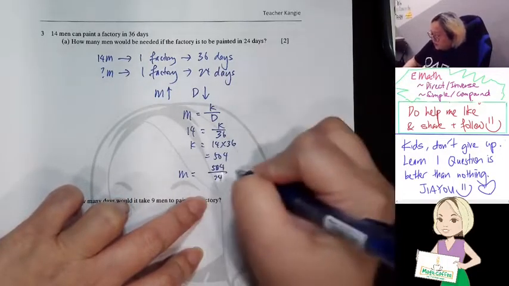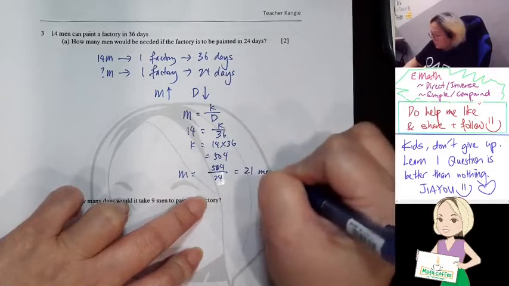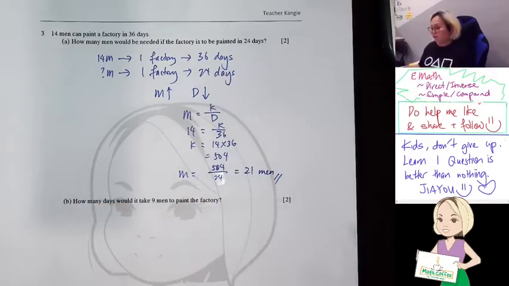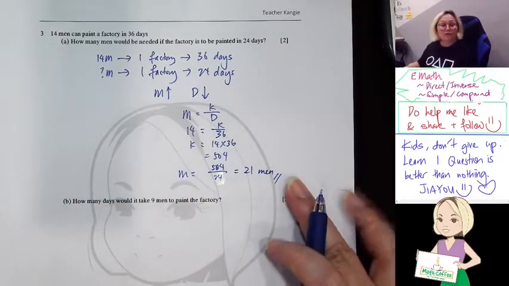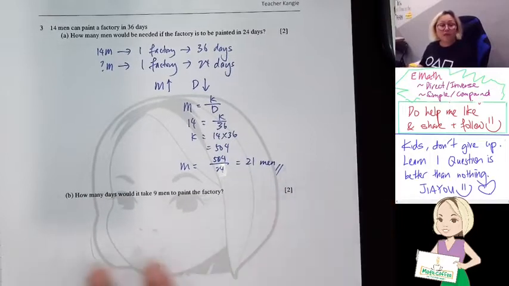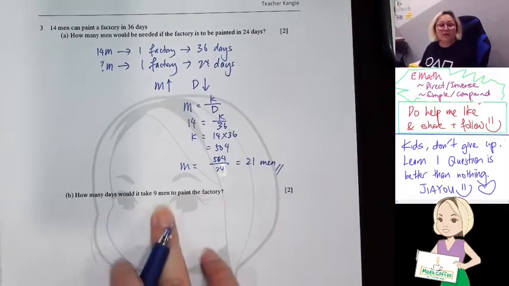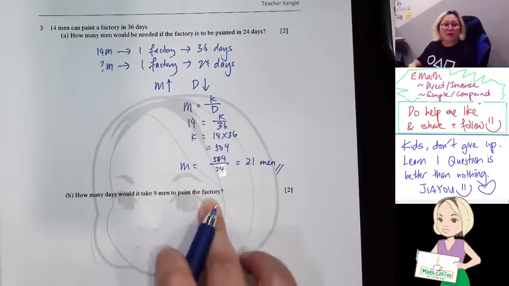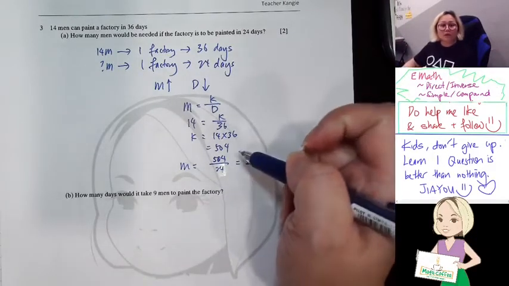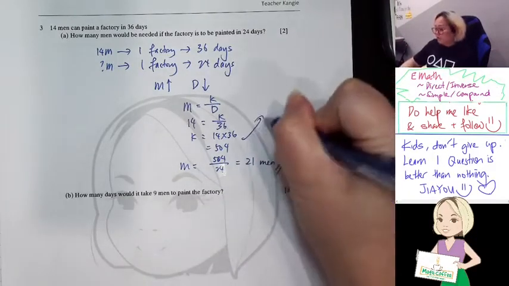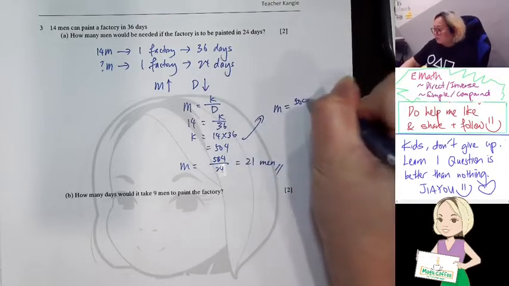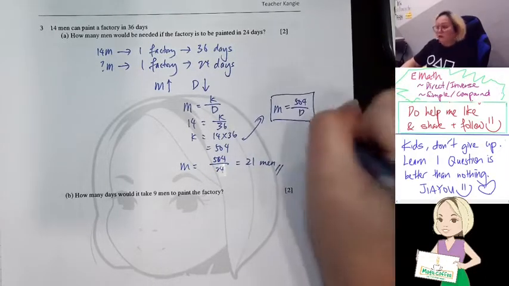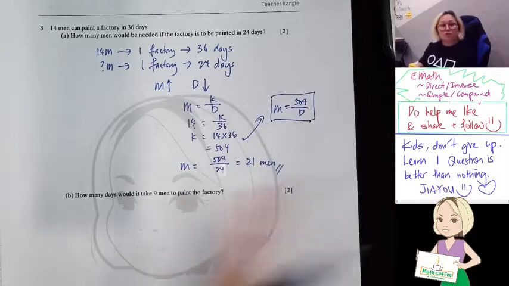504 divided by 24, and I get 21 men. Okay, 21 men. So that's how I solve this question. Next, they ask, how many days will it take 9 men to paint the factory? Because I already have the formula, which is M equals 504 over D, I'm going to use this formula to solve this.